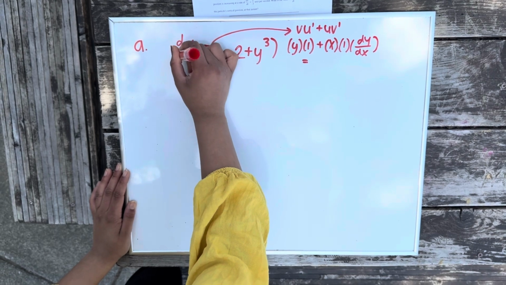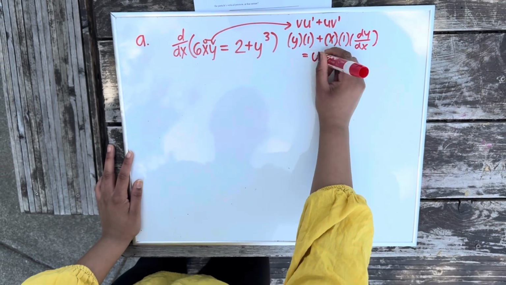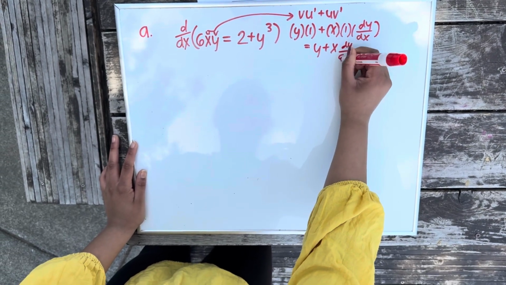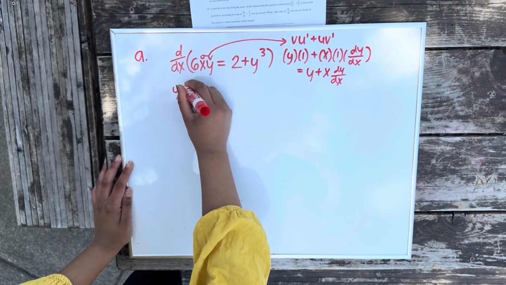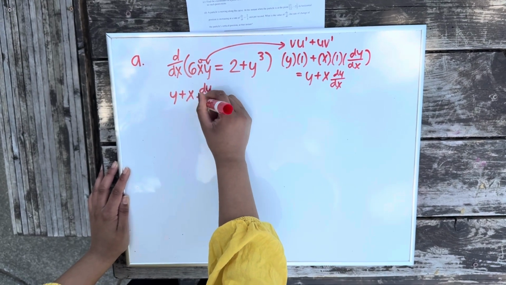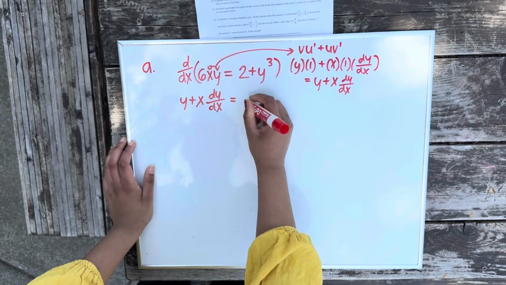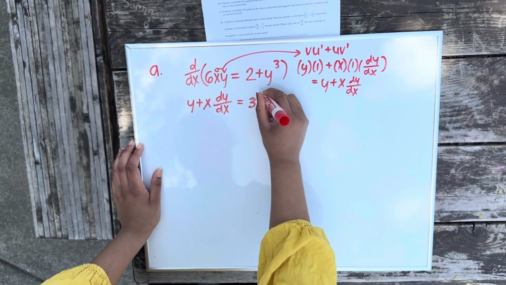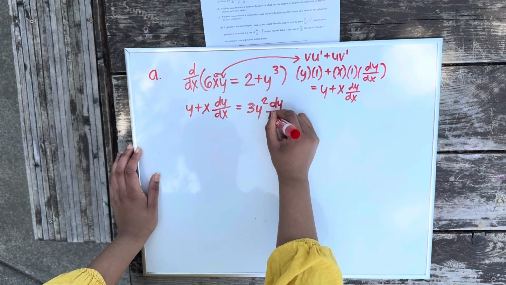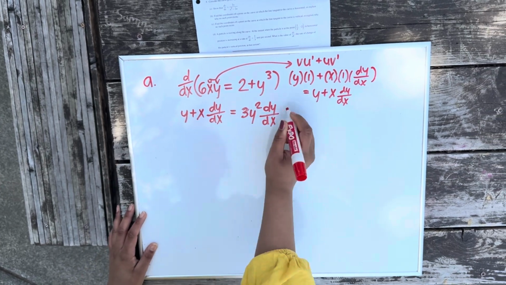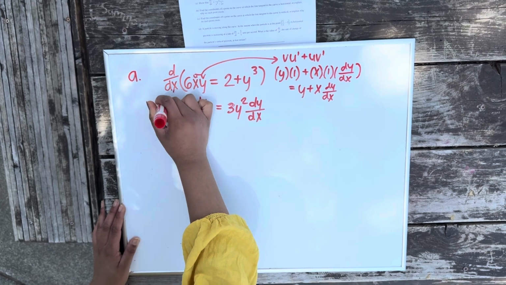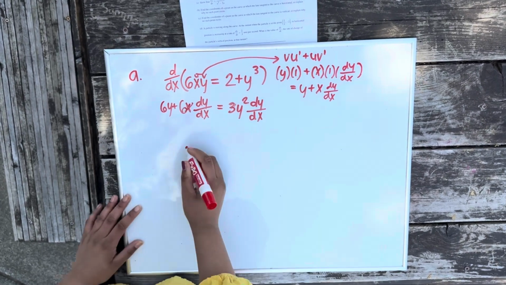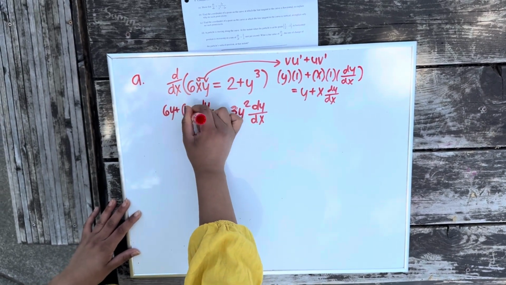To start out with your implicit differentiation, you're going to want to apply d/dx to the entire function. There's an x times y, so you're going to want to use your product rule to differentiate. And you're going to get 6y plus 6x dy/dx is equal to 3y squared times dy/dx. Notice that I multiplied by dy/dx because that's the chain rule.